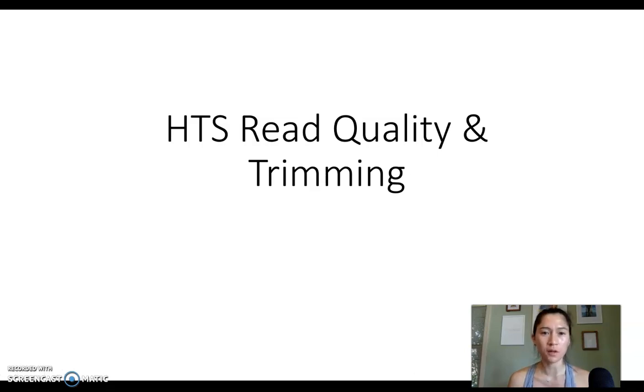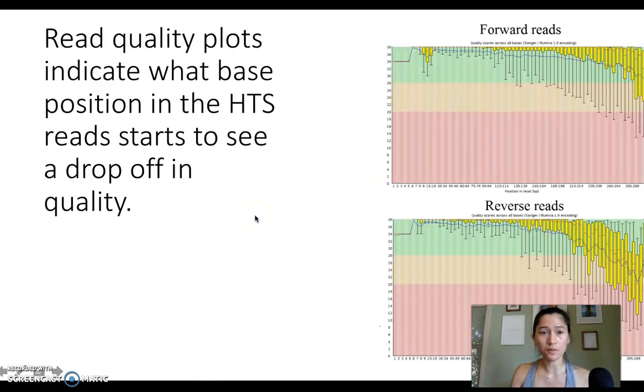In this video, I will explain a little bit more about high throughput sequencing, read quality, how you read the plots, how you interpret them, and then what you do after that, which is the trimming step. So why you need trimming.